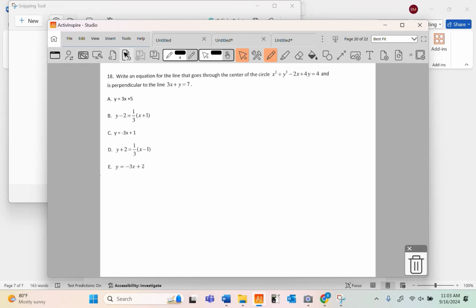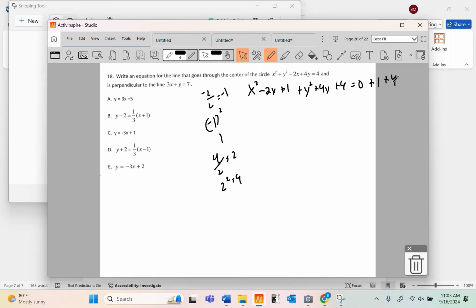Write an equation for the line that goes to the center of the circle, x squared plus y squared minus 2x plus 4y equals 4, and is perpendicular to the line 3x plus y equals 7. So let's do some grouping here. Half of negative 2 is negative 1. Negative 1 squared is 1. Add 1 to both sides. Half of 4 is 2. 2 squared is 4. Add 4 to both sides for balance purposes.